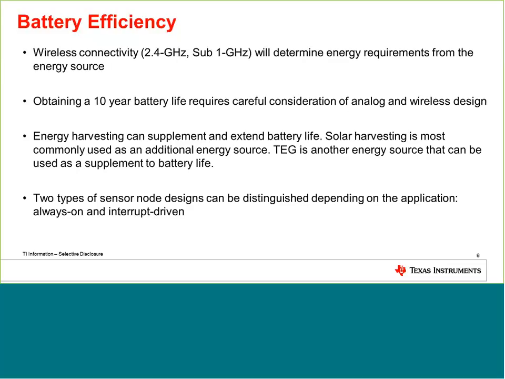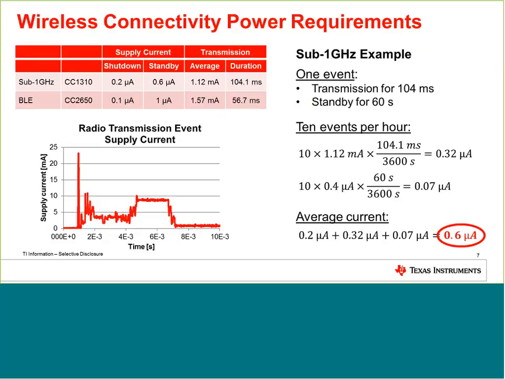We are also going to see two different types of sensor nodes: always on, or interrupt-driven, for different applications. So let's look immediately at wireless connectivity power requirements. For example, here we have sub 1 gigahertz. On the left side, the table shows sub-gigahertz compared to BLE, two different TI parts, the CC1310 and CC2650. Requirements are different for these two parts.